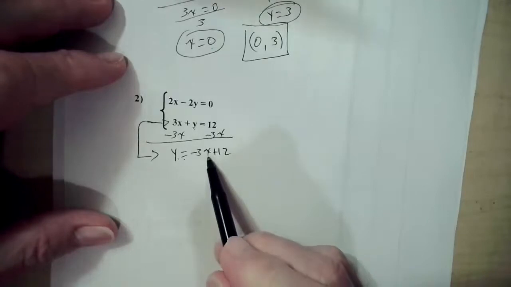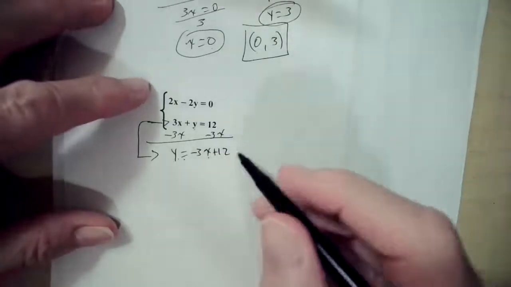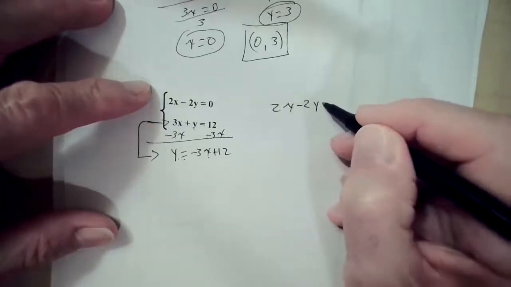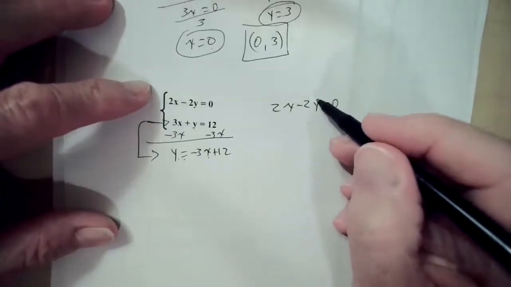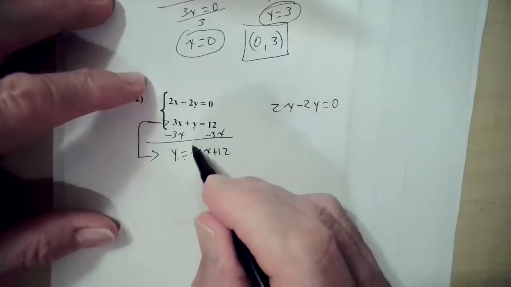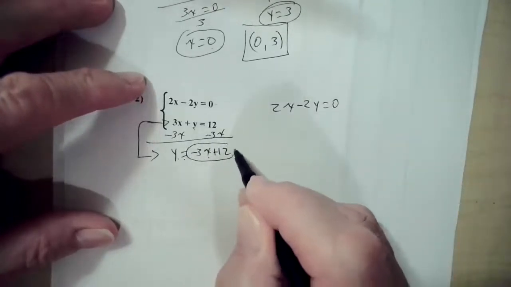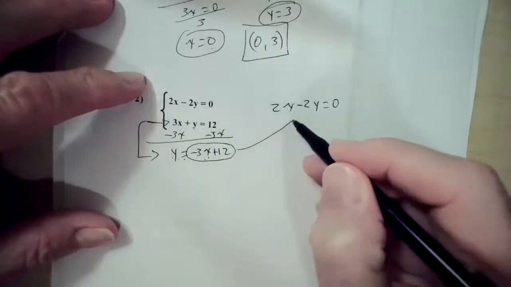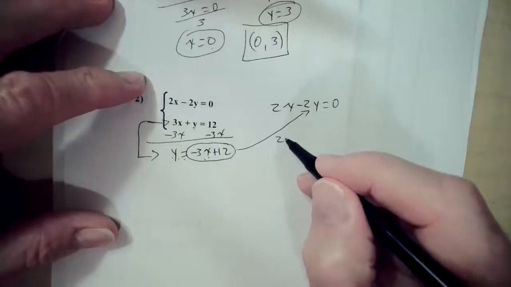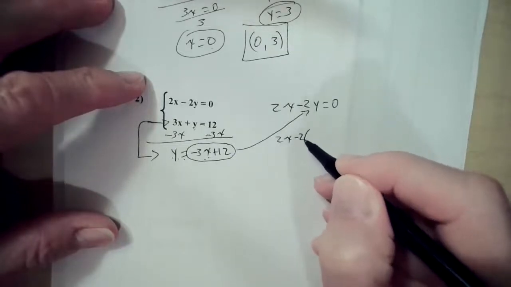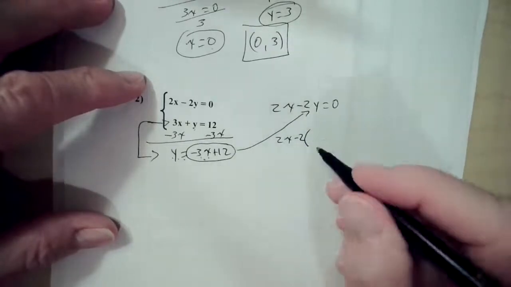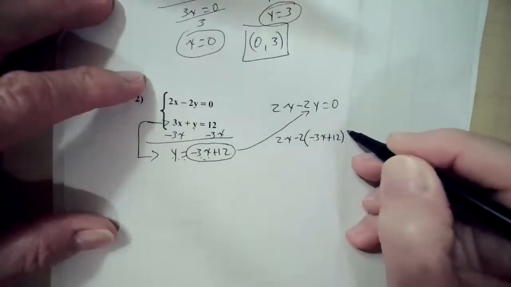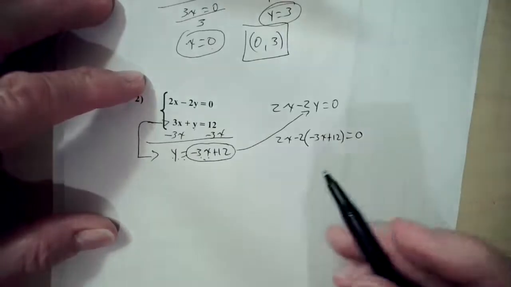Now we know that y and this are the same. So in the other equation, 2x minus 2y equals 0, instead of y, we're going to substitute this, because y and negative 3x plus 12 are the same. So we're going to plug it into there. So we get 2x minus 2 times y, and y is negative 3x plus 12 equals 0.